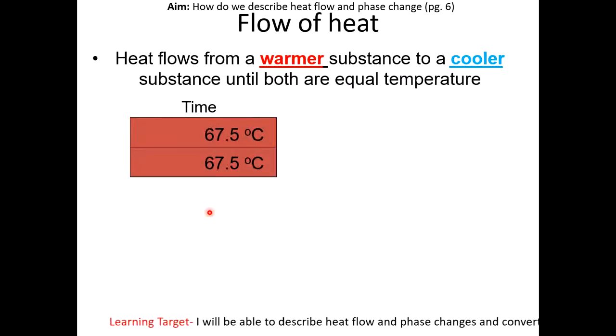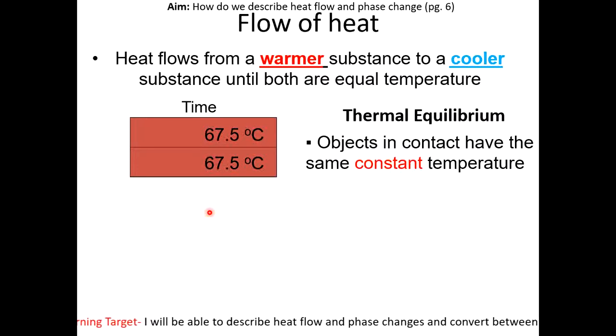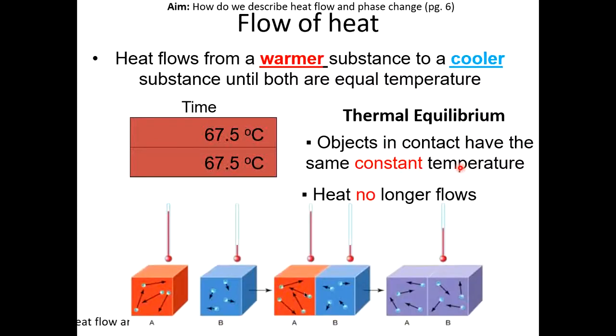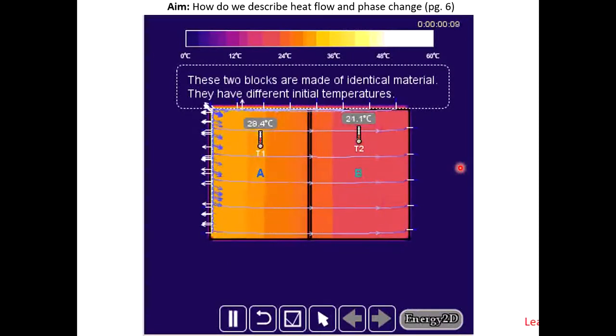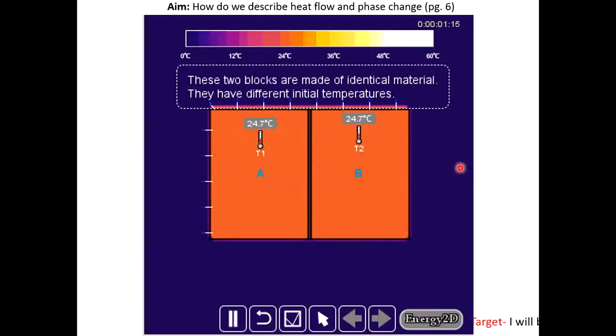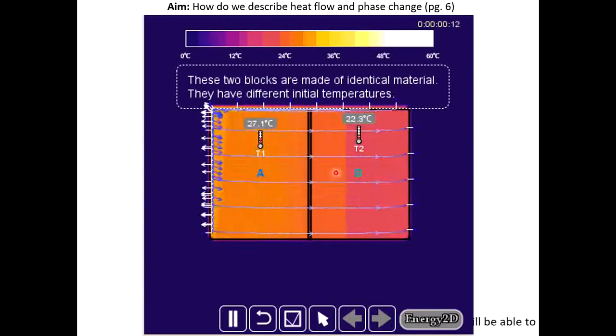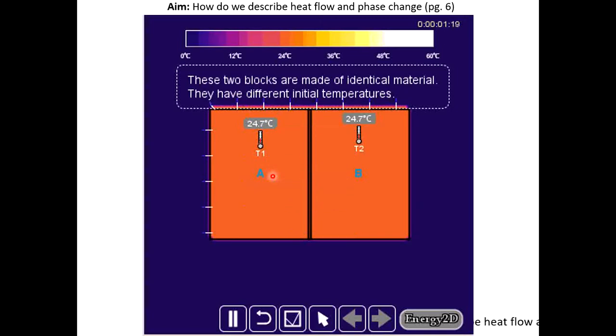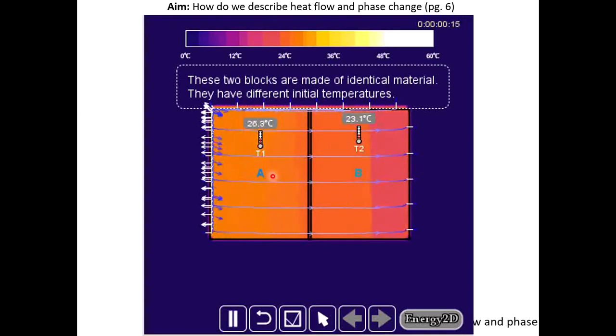This is known as thermal equilibrium. That's when the objects in contact have the same constant temperature. Heat will no longer flow at thermal equilibrium. Here's a GIF showing heat flow and thermal equilibrium. Initially, both objects were at different temperatures, but eventually, after heat flow, they will reach thermal equilibrium in which heat no longer flows.